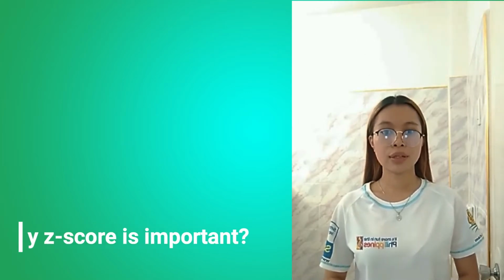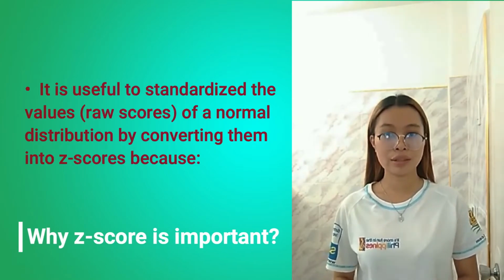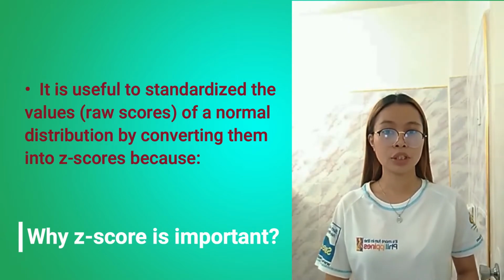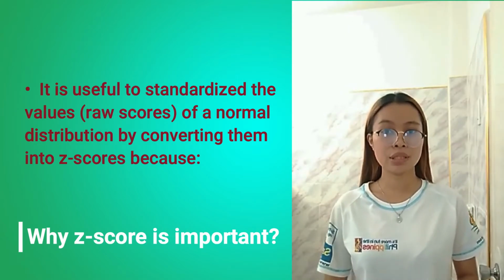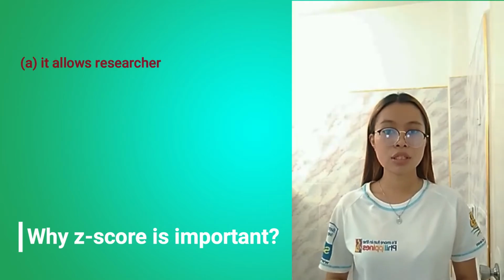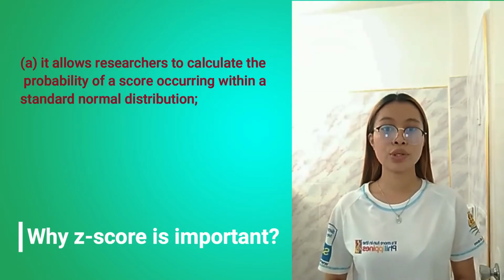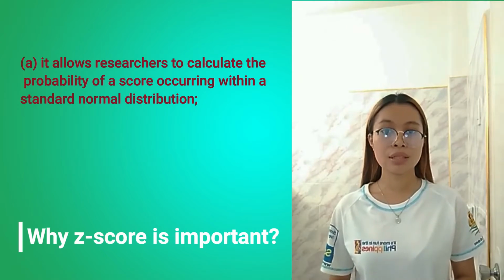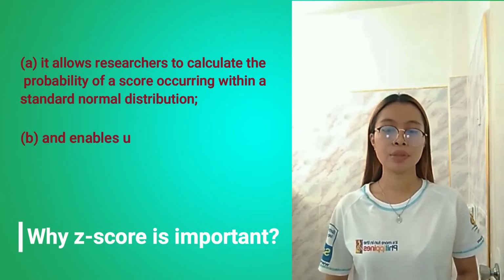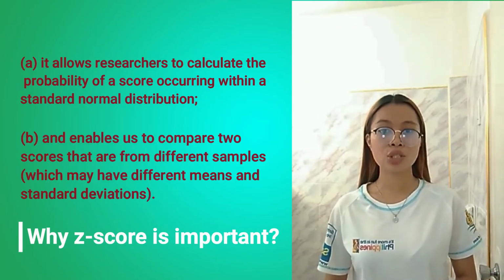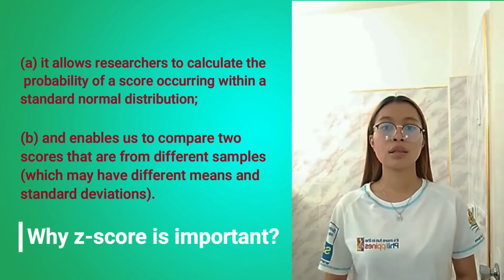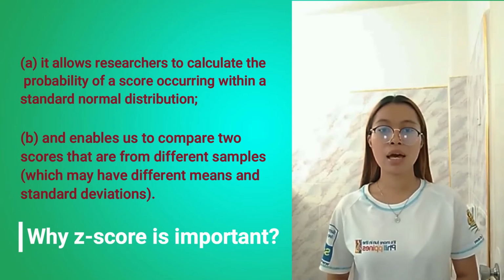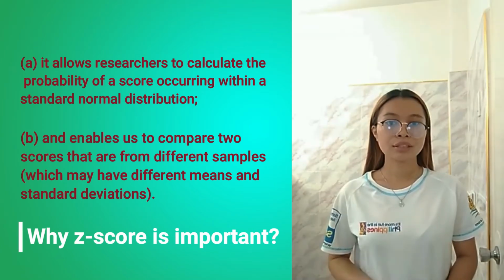It is useful to standardize the values, or what we call the raw scores, of a normal distribution by converting them into z-scores. First, it allows researchers to calculate the probability of a score occurring within a standard normal distribution. And the last one, it enables us to compare two scores that are from different samples, which may have different means and different standard deviations.